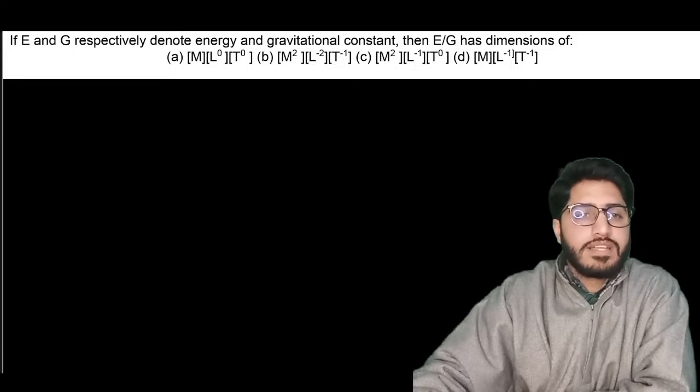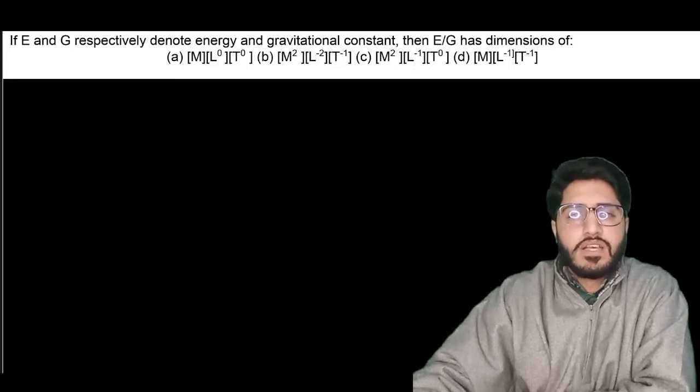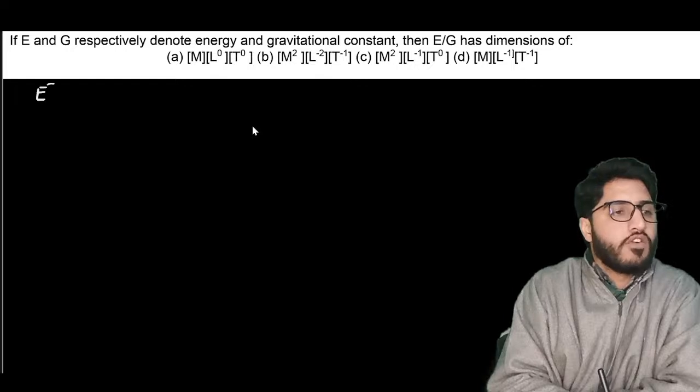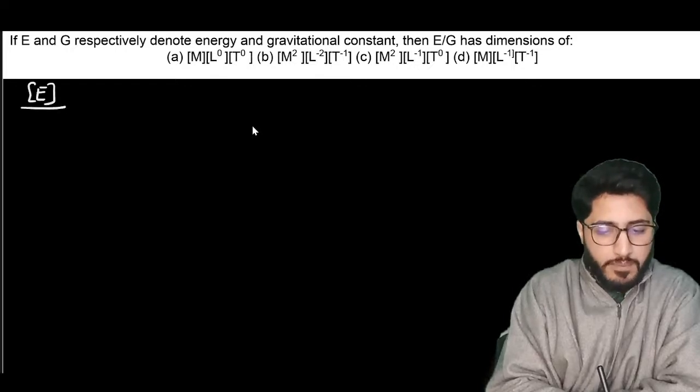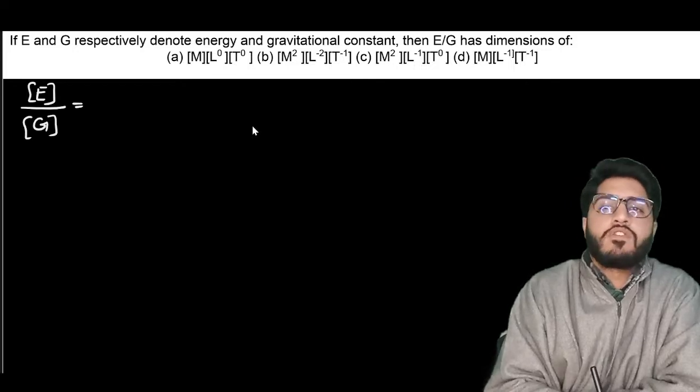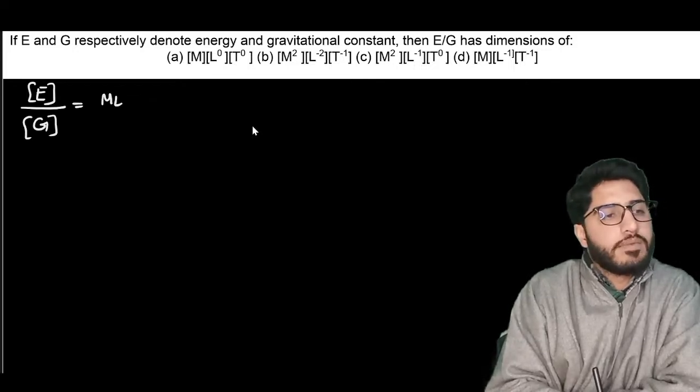Then E by G has dimensions of... We have to just take the ratio of these dimensions. So first of all, we have to do what? Dimensional formula of E divided by the dimensional formula of G. What is the dimensional formula of E? So it is ML²T⁻².